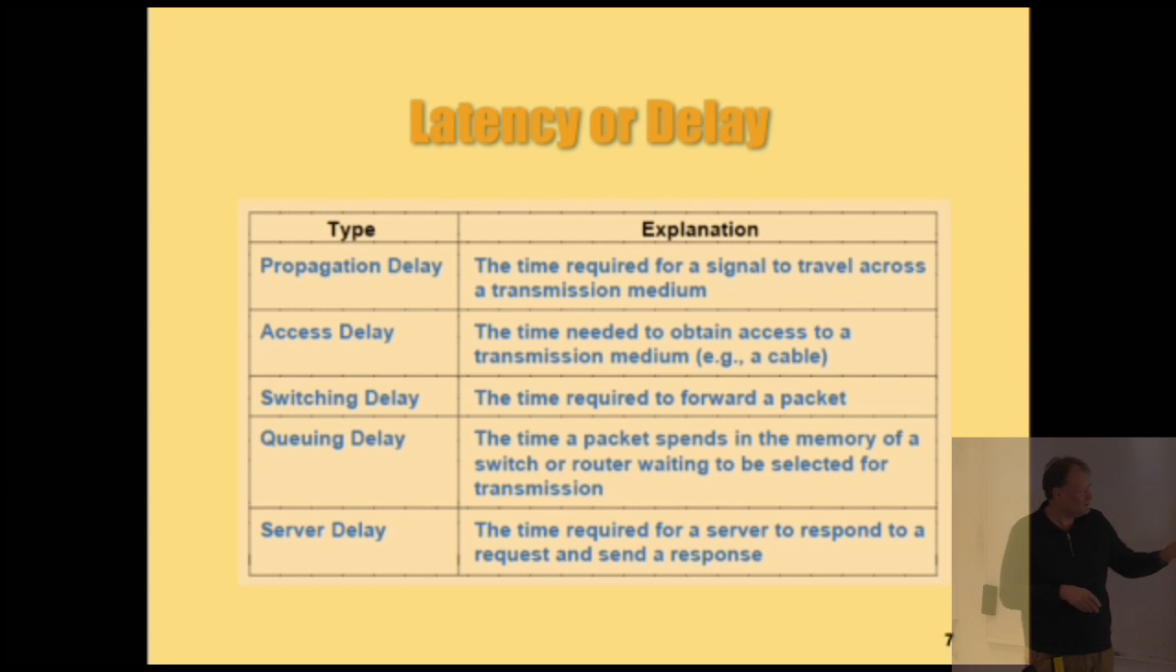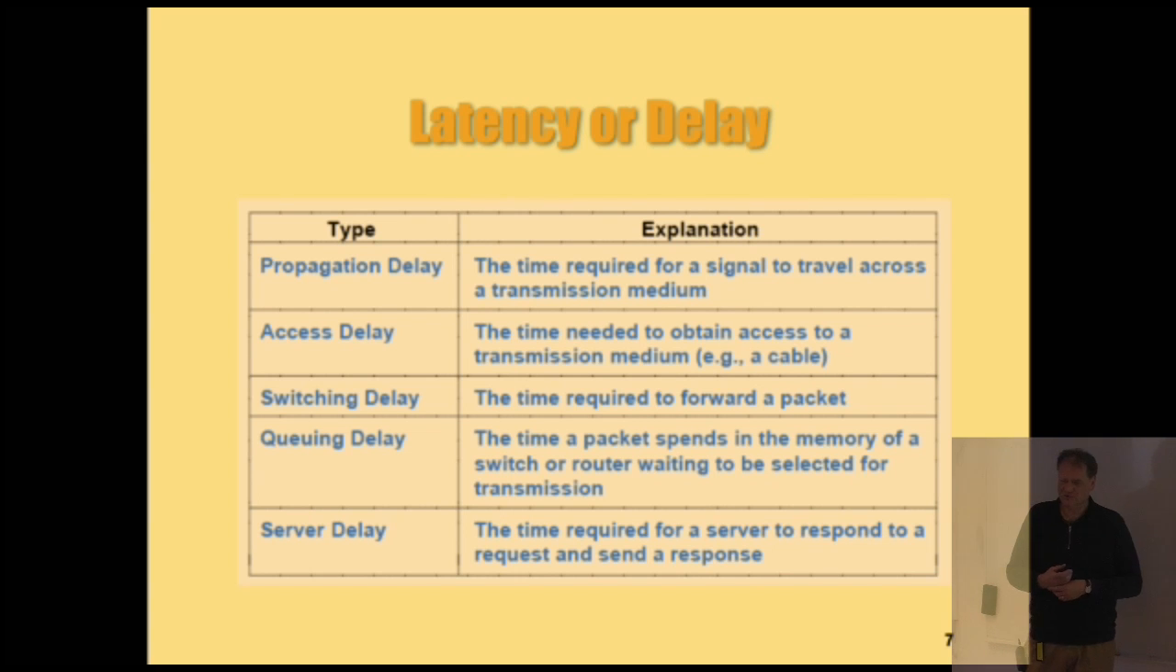Now, if we look at these that are network-related, propagation, access, switching, and queuing, we can see that propagation delay is more or less fixed. We have a path from sender to destination. In most cases, we use the same path all over again, which means that the propagation delay is almost fixed. It doesn't change over time. The switching delay is also almost fixed.